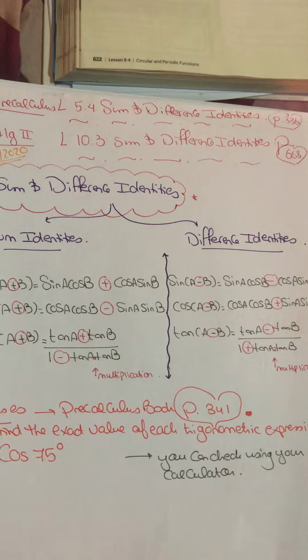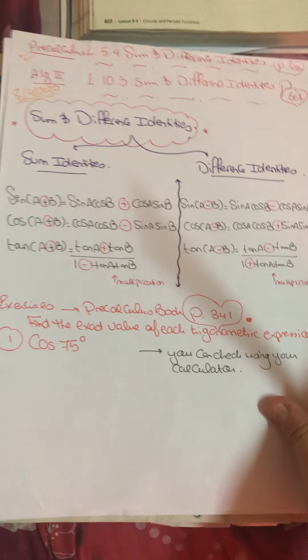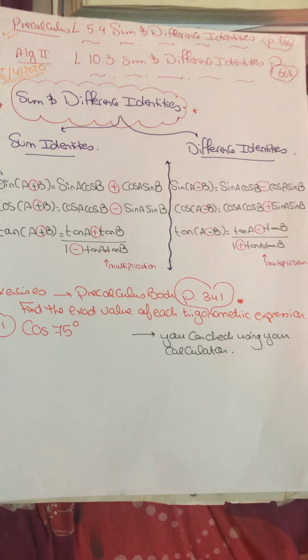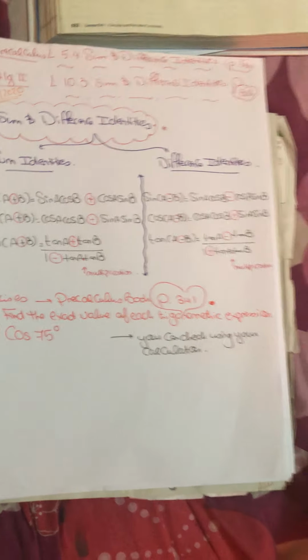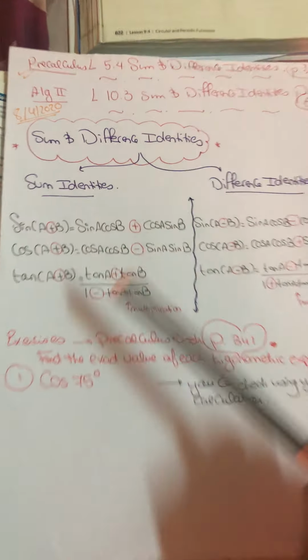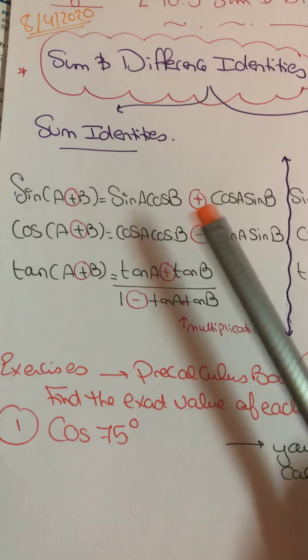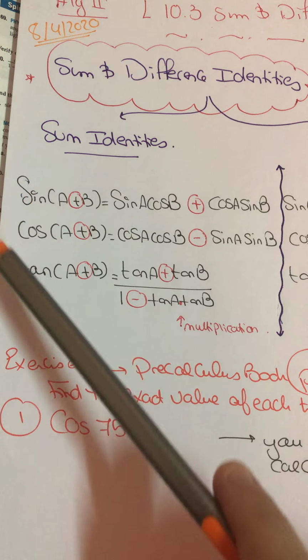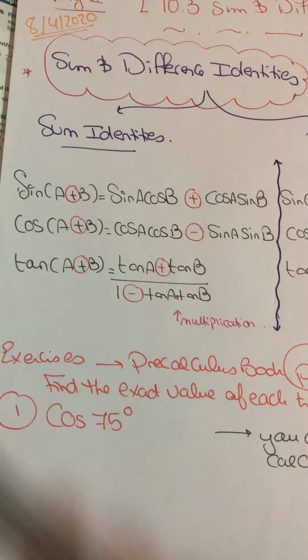Sum and difference identities. We have 6 of them. You must memorize them very well, and the lesson is pretty easy. If you know the identities, it will be very easy. First of all, there are some identities for sine, cosine, and tan.